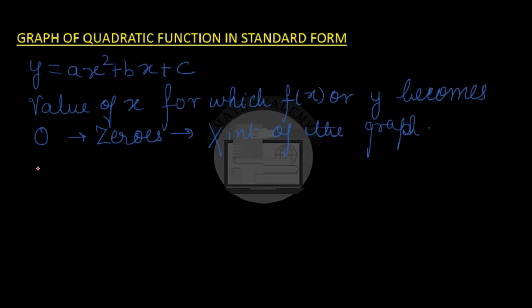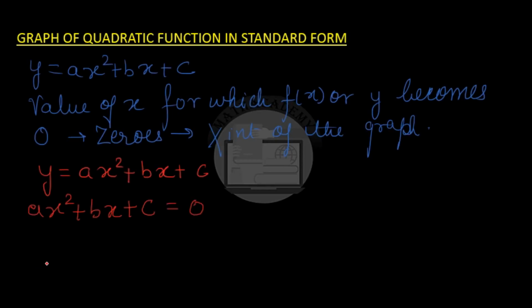So now our equation is y is equal to ax square plus bx plus c. We want to solve it for x where y becomes 0. So ax square plus bx plus c is equal to 0. Now we have to find the values of x. We will be applying the quadratic formula which says that x is equal to minus b plus minus square root of b square minus 4ac over 2a.